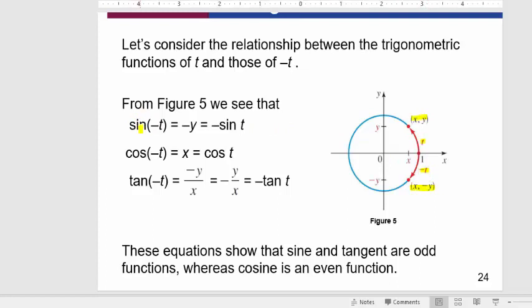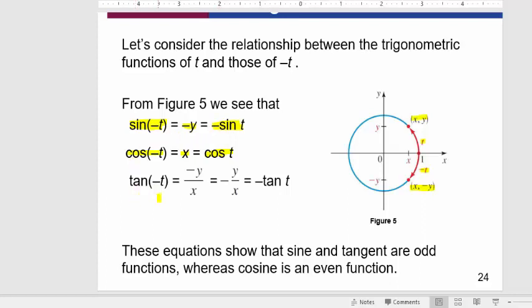So what that tells you is that since the y value is the sine, right, the sine of negative t is going to be negative y, which is actually going to be the opposite of the sine of t. And since the cosine is the x value, the cosine of t is the same as the cosine of negative t, right? They're both equal to x. So the cosine of negative t is equal to x, but that's also the cosine of positive t.